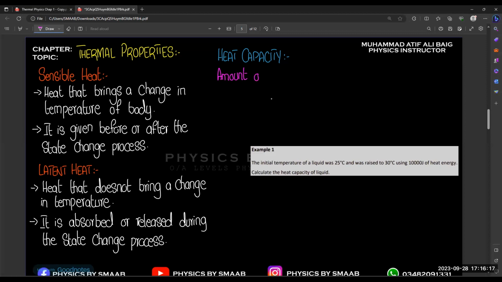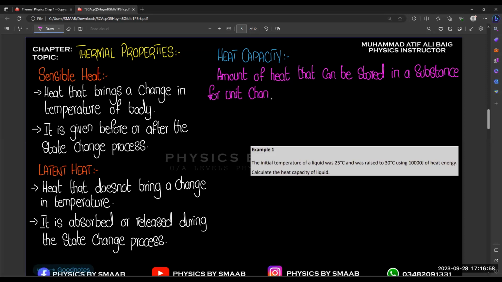Amount of heat required, or we can say the amount of heat that can be stored in a substance for unit change in temperature, right?